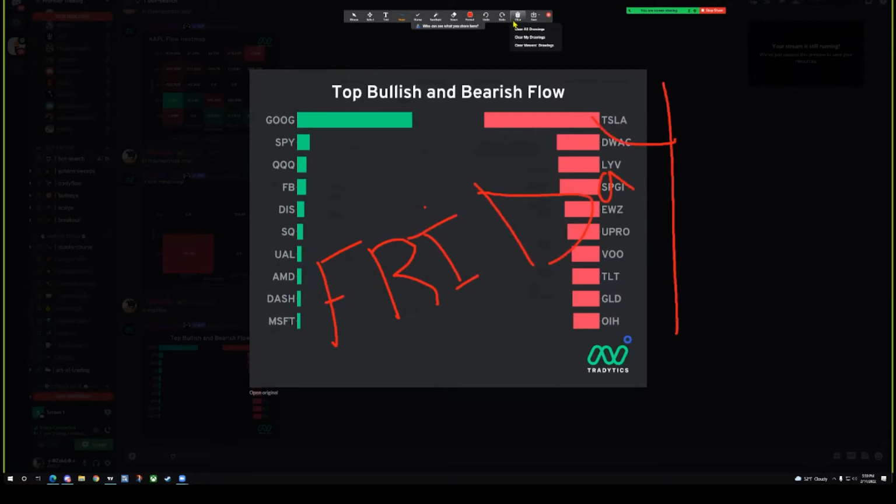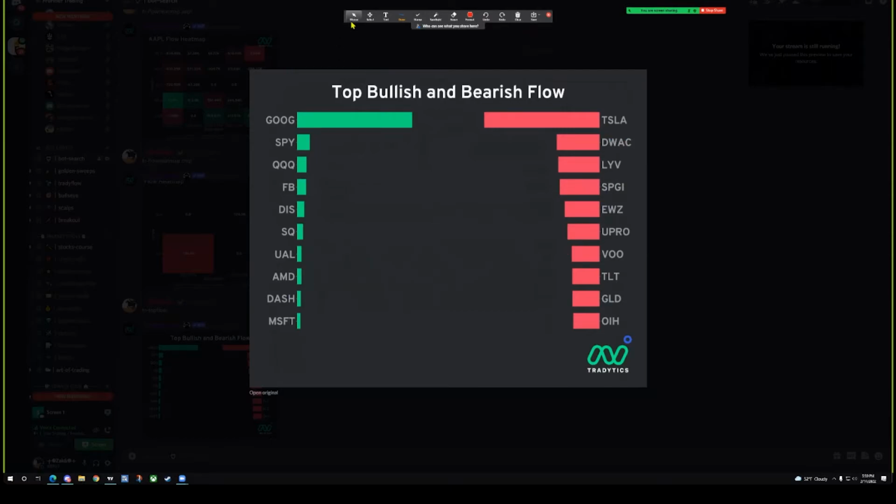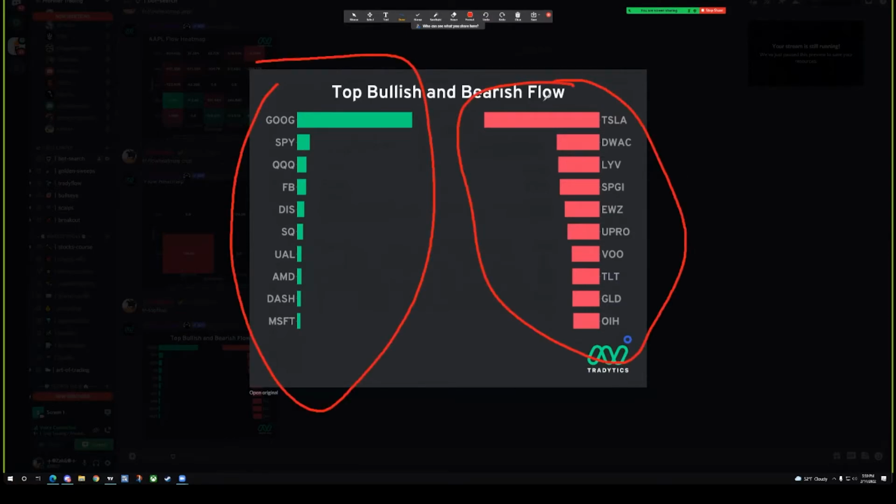Why does it work well on Friday? Well, that's when the expirations happen, right? When the options expire, that's usually the last day in which the market maker has a chance to save himself. So what this means is all these guys right here are loading up on calls, and all these guys here are loading up on puts.